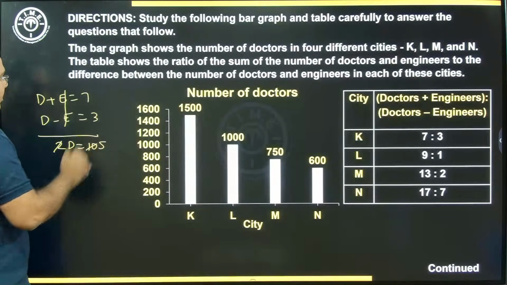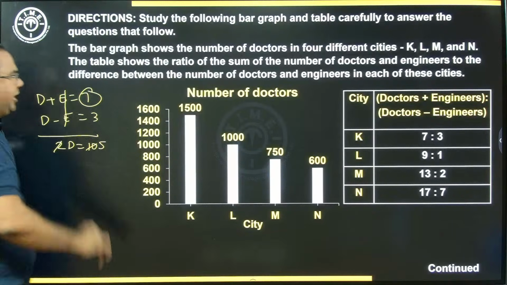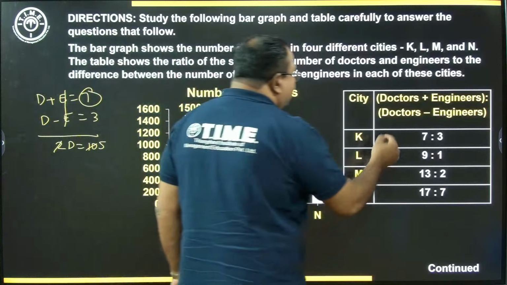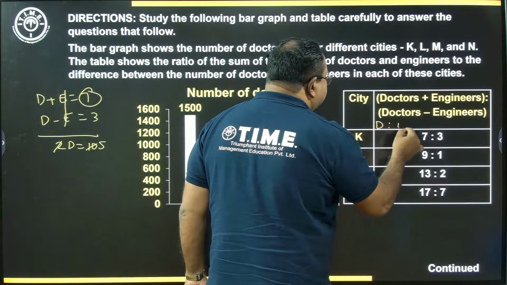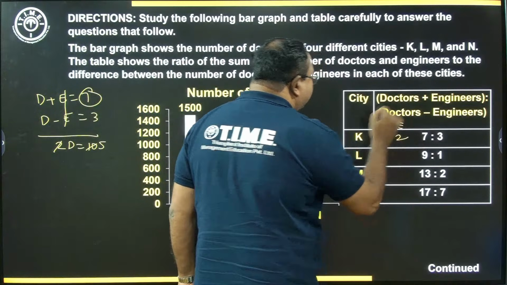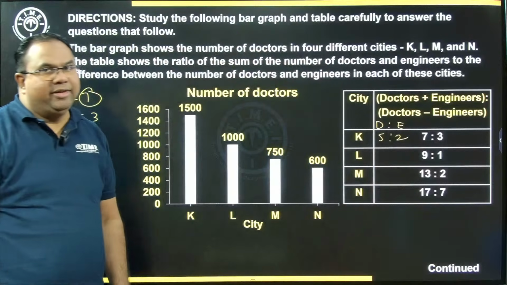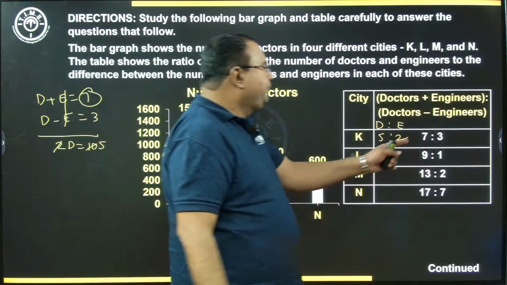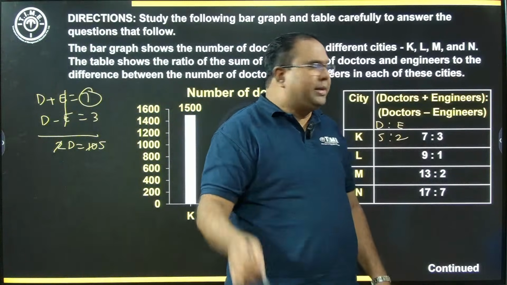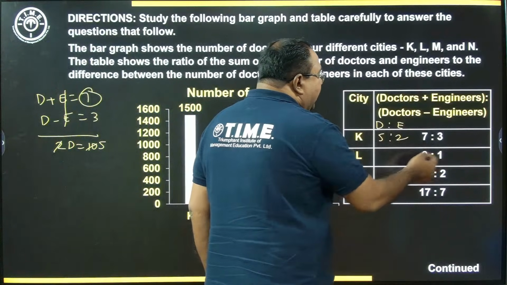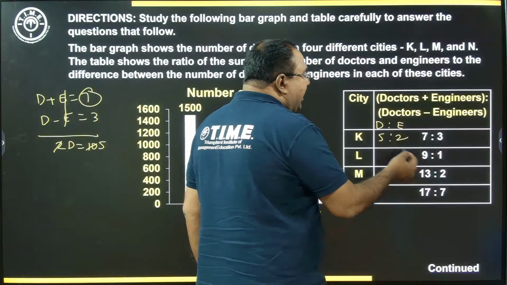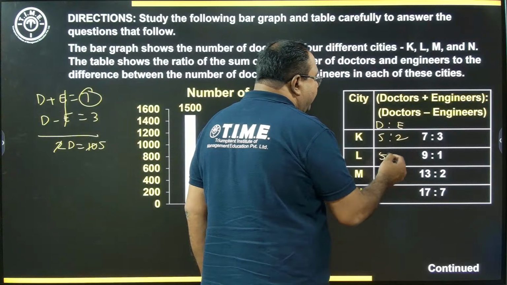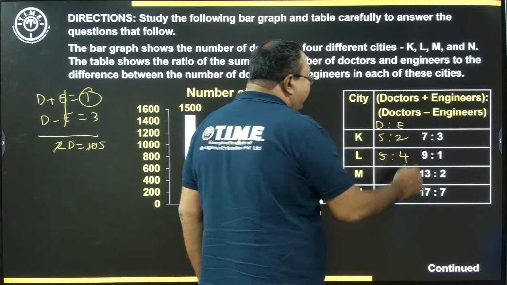Doctor is 5 parts. So if out of 7 parts, doctor is 5 parts, then obviously engineer has to be 2 parts. I'm getting the ratio; it is indirectly given. If I add these two, I'll get 2 times doctor. 9 plus 1, 10. So 10 by 2, 5.